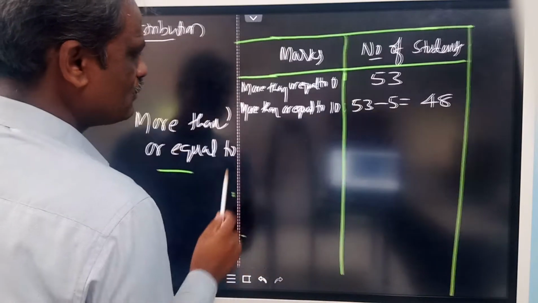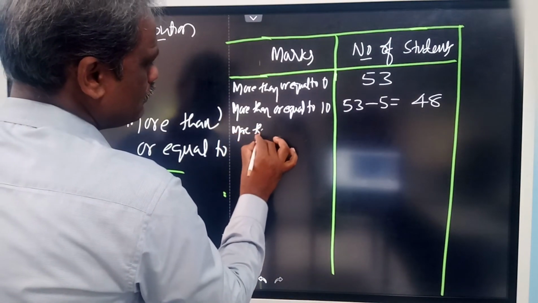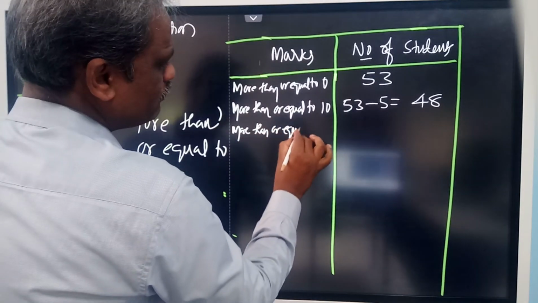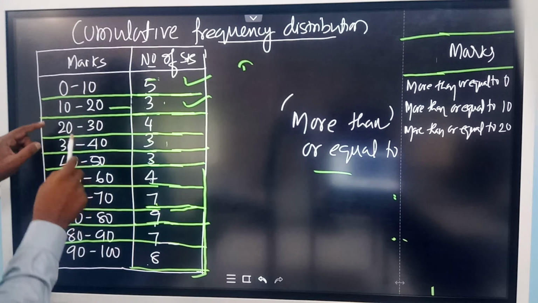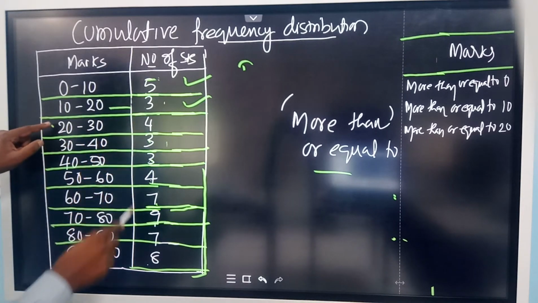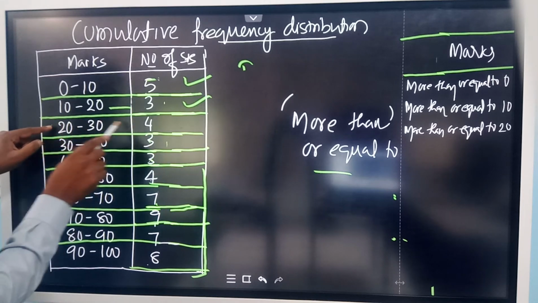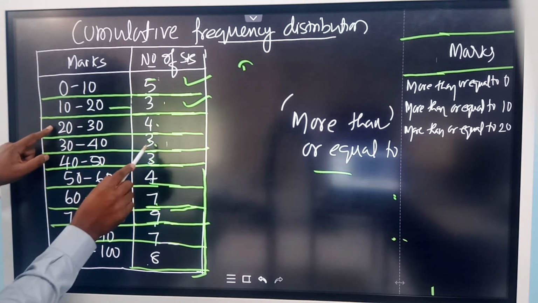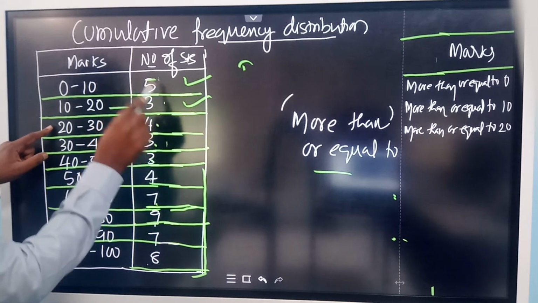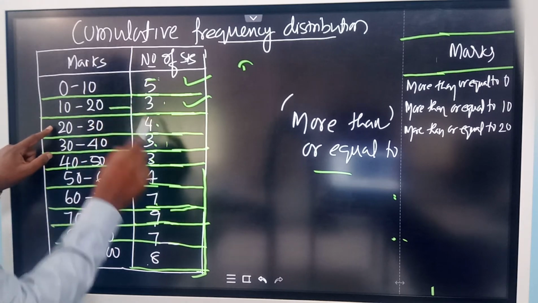I will write. So here we can write, so more than or equal to 20. So that means you have to take the cumulative frequencies, all these frequencies sum below here, 20, more than or equal to 20 means 40 plus 3, 4 plus 3 plus, that means we should remove this 8. Okay, so that means from this you have to remove this 8.